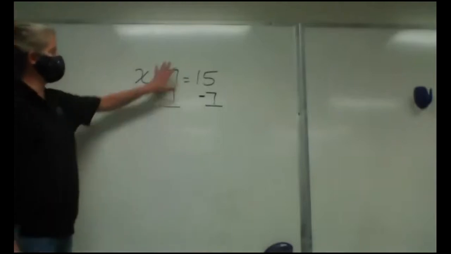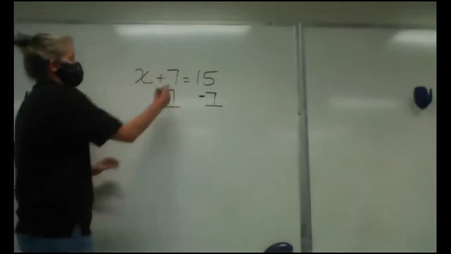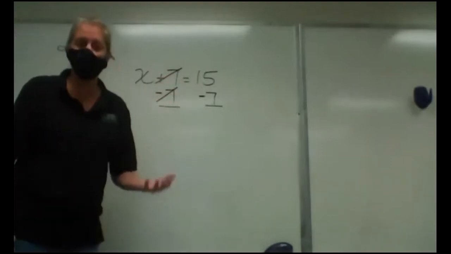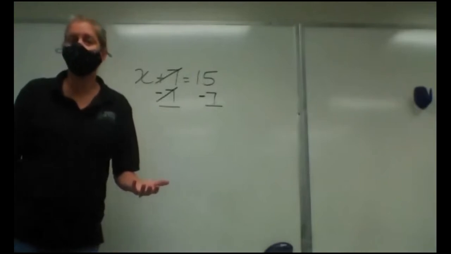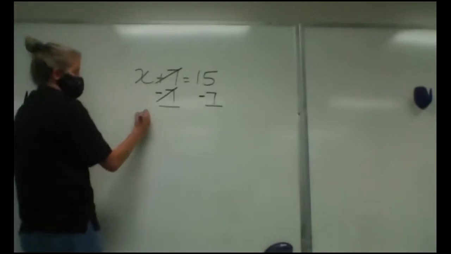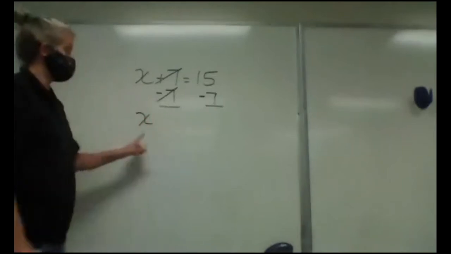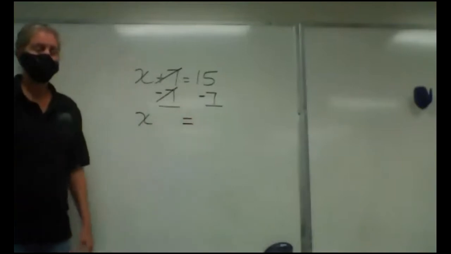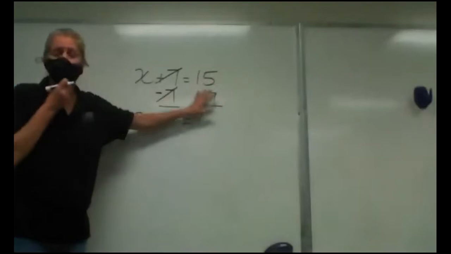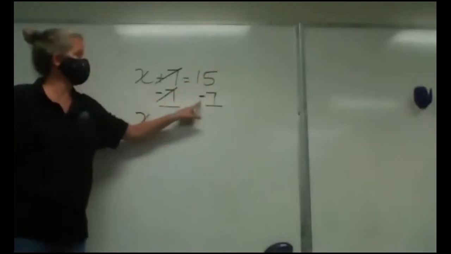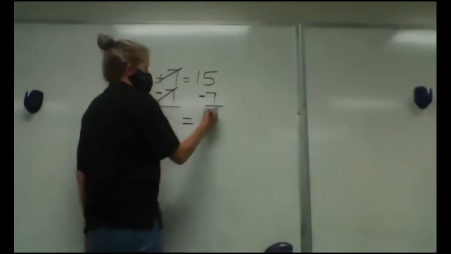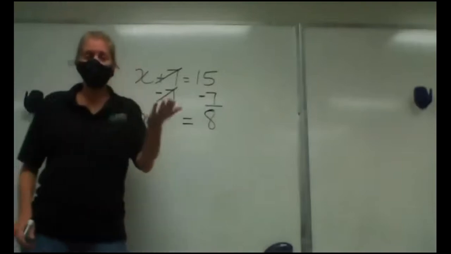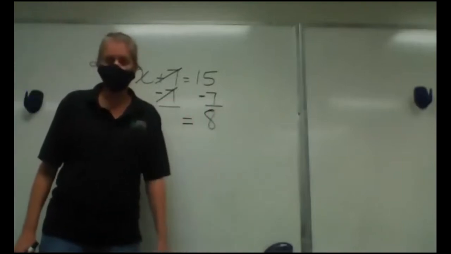Let's see what happens over here on the left. That plus 7 knocks out the minus 7. That's the whole reason we did the minus 7, to get rid of that plus 7, right? The only thing left over here is this x, which is good. X likes to be alone, right? I bring down the equal sign. Then I just do whatever the math is telling me to do over here: 15 minus 7, which gives me 8. So I'm just left with x equals 8. All you have to type in for your answer is 8.